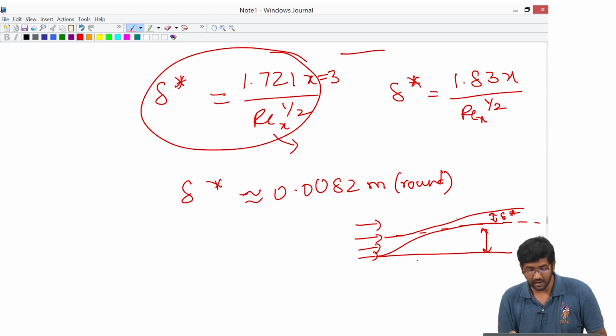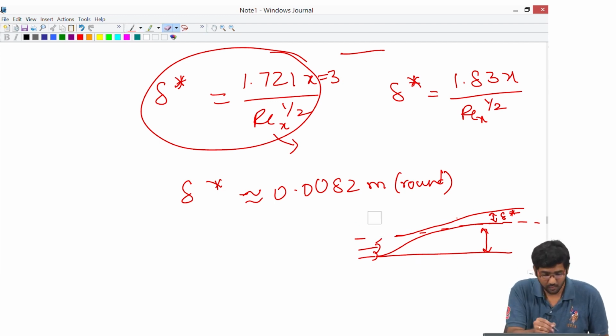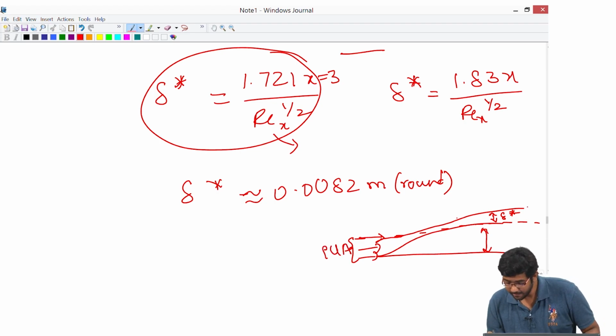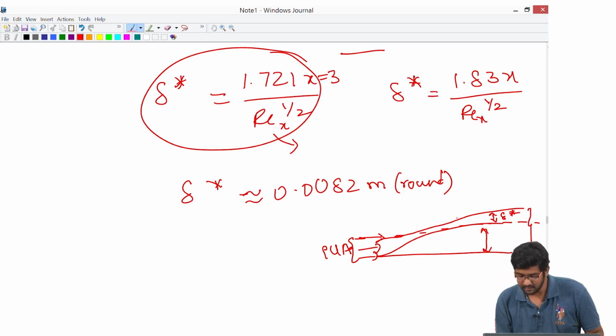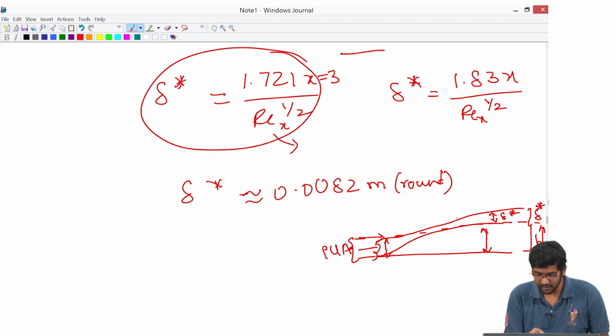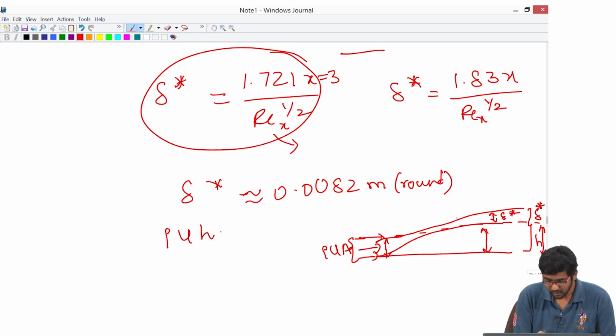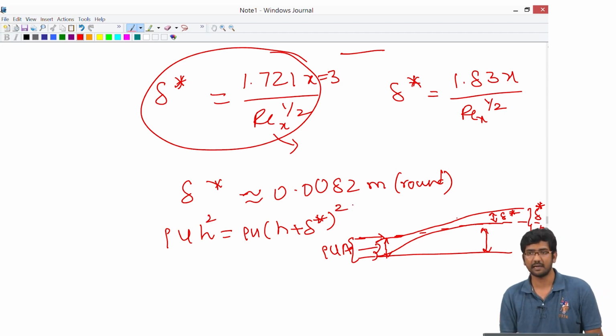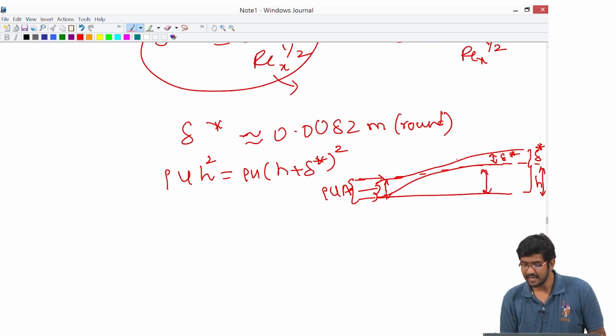If one wants to impose the continuity equation, this is the fluid which is entering, or the mass flux rho u into A. Now, here the area is changed. Here the area is based on this height, whereas here the area is based on, let us say this is h, and this is delta star. So, we need to say that rho u h is equal to rho u into h plus delta star. If we assume it is a square duct, it is like h square into h plus delta square. This is the case for a flat plate.